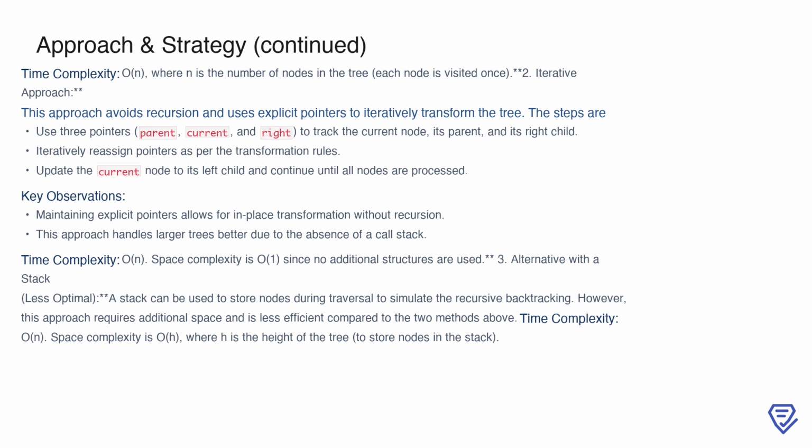Like the recursive method, it has a time complexity of O(n), but its space complexity is reduced to O(1), as no additional storage is required. A less optimal alternative is to use a stack to simulate recursive backtracking. While functional, this approach is less efficient since it requires additional space proportional to the height of the tree, making it less desirable compared to the recursive and iterative methods.